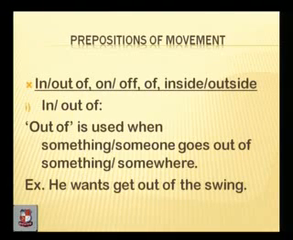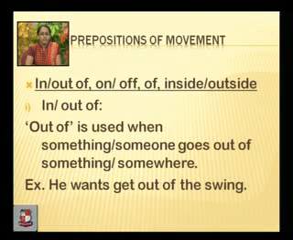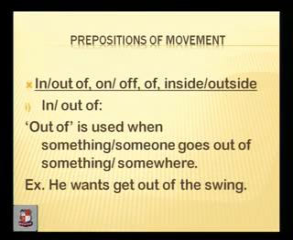Prepositions of movement: in, out of, on, off, inside, outside. These are the prepositions of movement. Something moves in, something moves outside, something is on, something moves off it. So these are certain prepositions of movement. Let's see. In or out of. Out of is used when someone goes out of something or somewhere. Example: he wants to get out of the swing.